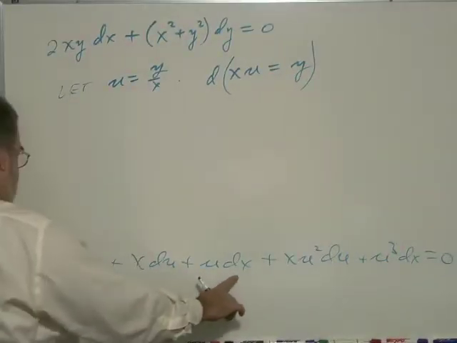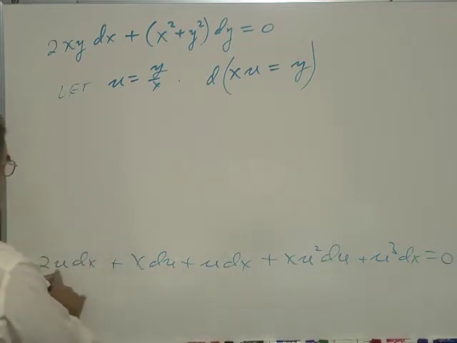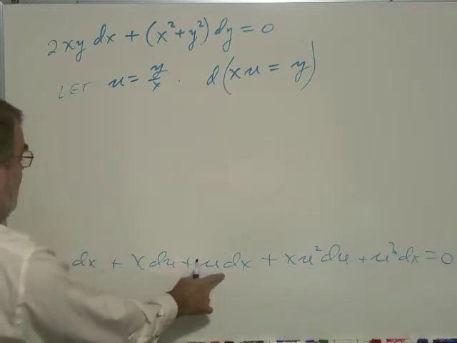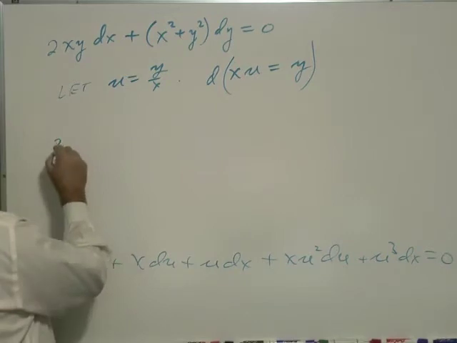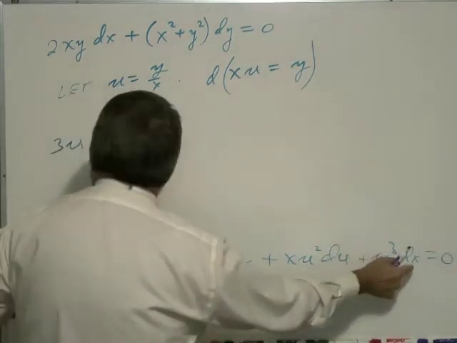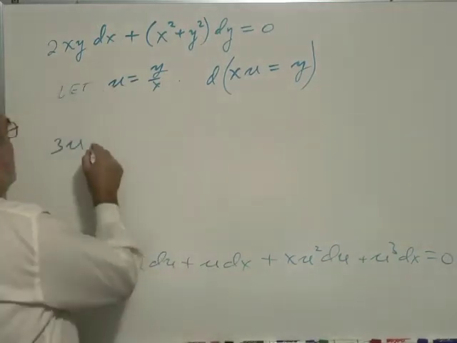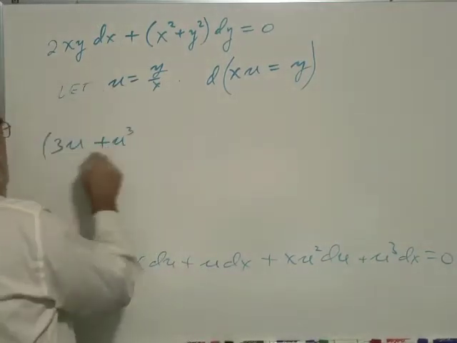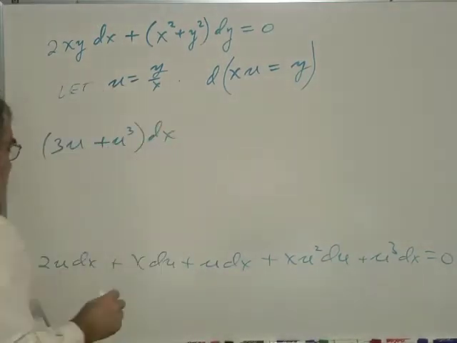In looking at the dx terms, these terms combine together. So I have 2u dx, u dx. There's 3u, so I have 3u with the dx. And I also have a dx term over here, plus u to the third power. So that's my dx term.